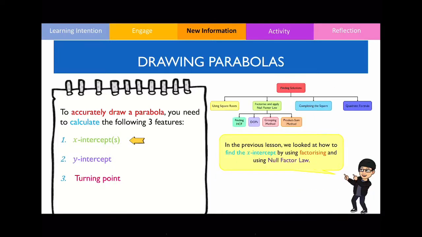As you may recall, there are a number of ways you could calculate your x-intercepts. You could use the square roots, factorize and apply the null factor law, complete the square, as well as use the quadratic formula. In the previous lessons, we looked at the two main methods, using the square roots and factorizing. It's really critical that you still retain this knowledge, otherwise it might be difficult for you to find your x-intercepts. Remember, once we factorize, we can use the null factor law, which says that if any terms that are multiplied together equal 0, then either this term is equal to 0, or that term is equal to 0, or alternatively, both of them are equal to 0.